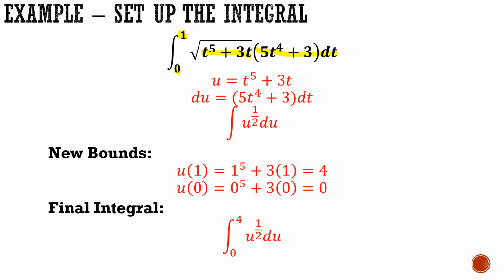Now, I'm not going to solve this all the way out, but what we need to understand is I would just integrate this in terms of u, and then plug in those bounds. I would never go back and put it back in terms of t or x or whatever. I'll just leave it in terms of u since I changed my bounds to be in terms of u.